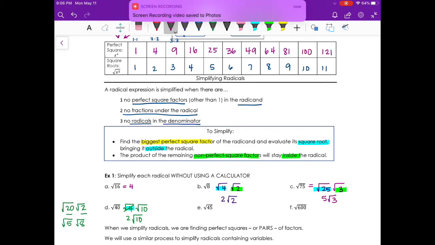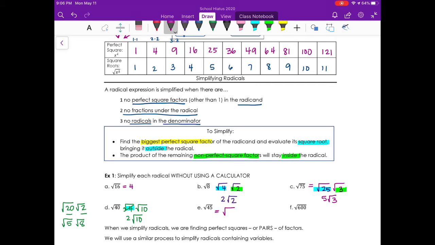Next, square root of 45, so I'm going to start between 36 and 49 again, and I'm going to work my way down. I can see that 45 can divide by 9, and that's the biggest perfect square that goes in evenly. So that's going to be 9 times 5. I take the square root of 9, which is the perfect square factor, and bring out the 3. And then I take the non-perfect square factor and leave it inside a radical symbol.